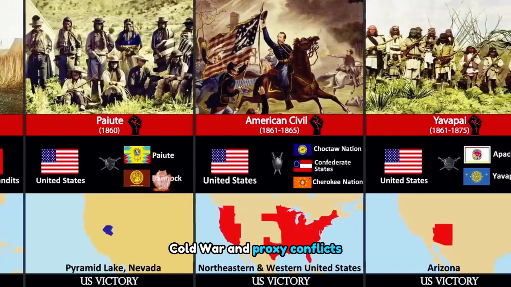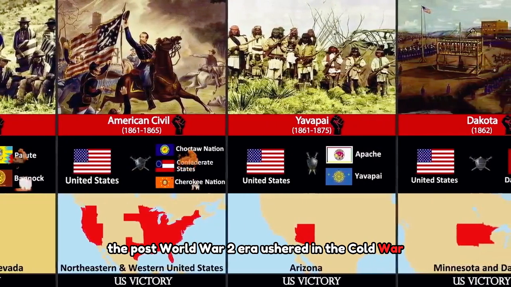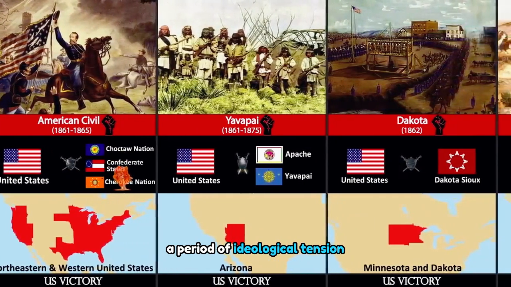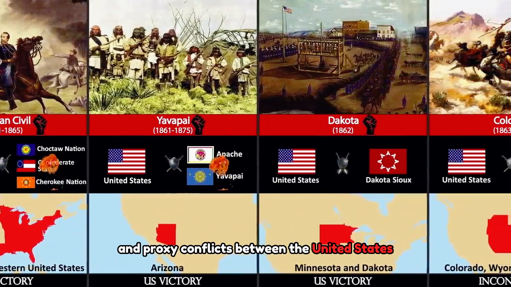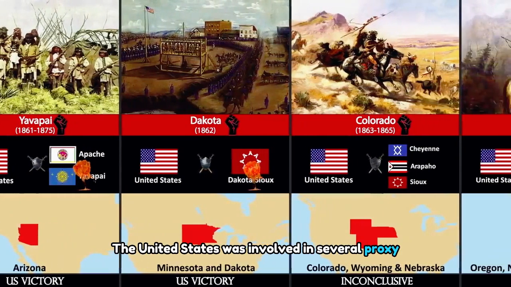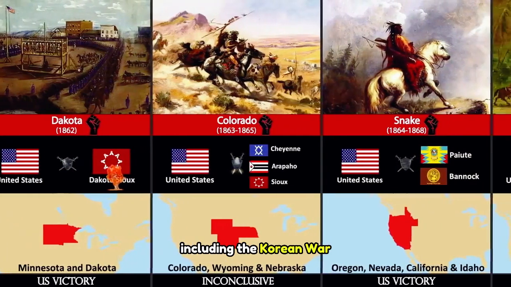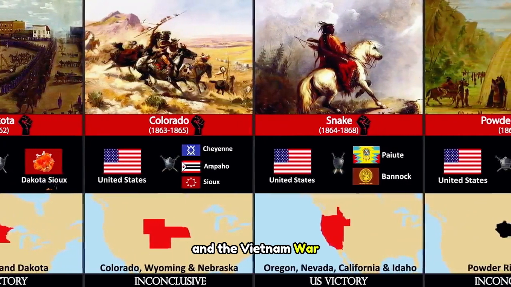Cold War and proxy conflicts. The post-World War II era ushered in the Cold War, a period of ideological tension and proxy conflicts between the United States and the Soviet Union. The United States was involved in several proxy wars during this period, including the Korean War and the Vietnam War.